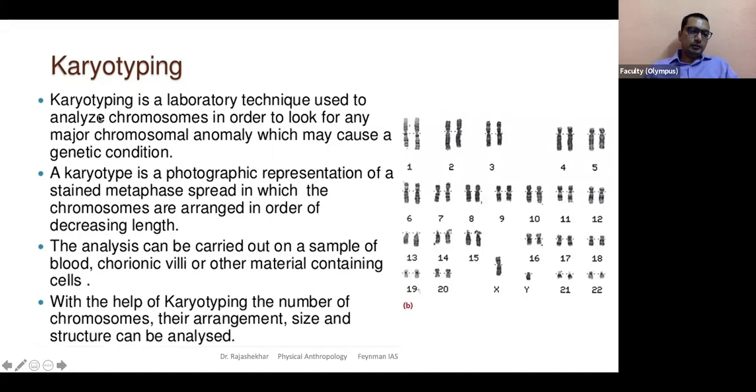This slide nicely talks about it. Karyotyping is a laboratory technique or a method used in analyzing chromosomes. It is a chromosome analysis method, looking for any major chromosomal abnormalities. So karyotyping is a laboratory technique used in analyzing chromosomes in order to look for any major abnormalities in chromosomes.